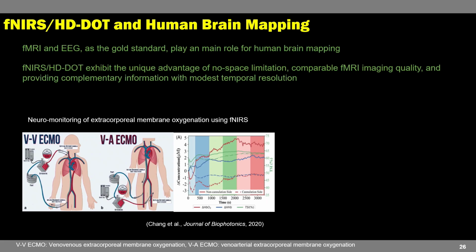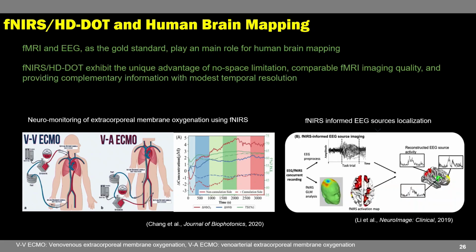For example, in this study, they do cerebral neural monitoring during surgery. So you use the fNIRS signal. In that case, fMRI cannot do it. And in the EEG case, maybe we can get some temporal information, but in the HD-DOT case, we can get the time domain signal information and also the highest spatial resolution imaging. That is what HD-DOT can do.